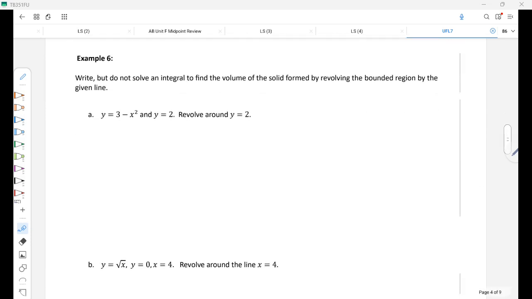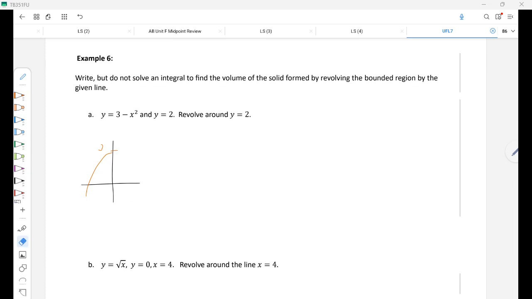Okay. All right, so taking a look at example 6, I think we have to sketch all of these. We have y equals 3 minus x squared and y equals 2. So we want to find what that looks like. We'll draw on my x and y axis. 3 minus x squared is a downward facing parabola that goes through the y axis at 3.